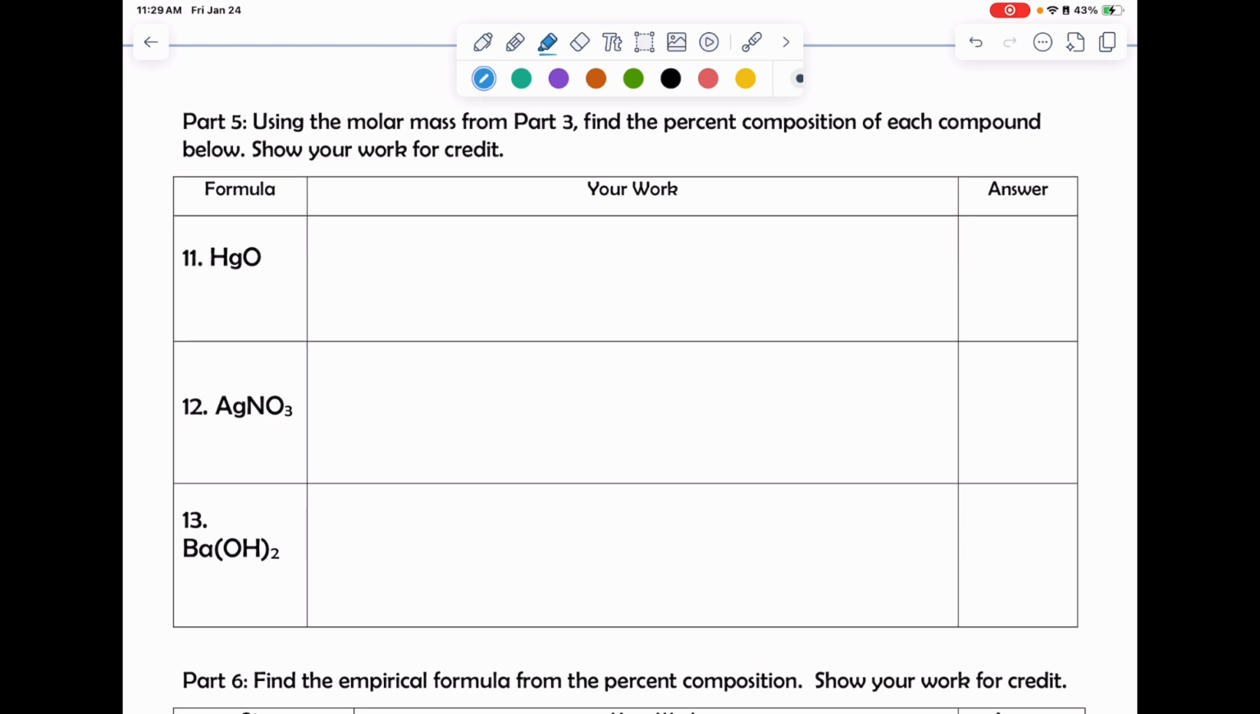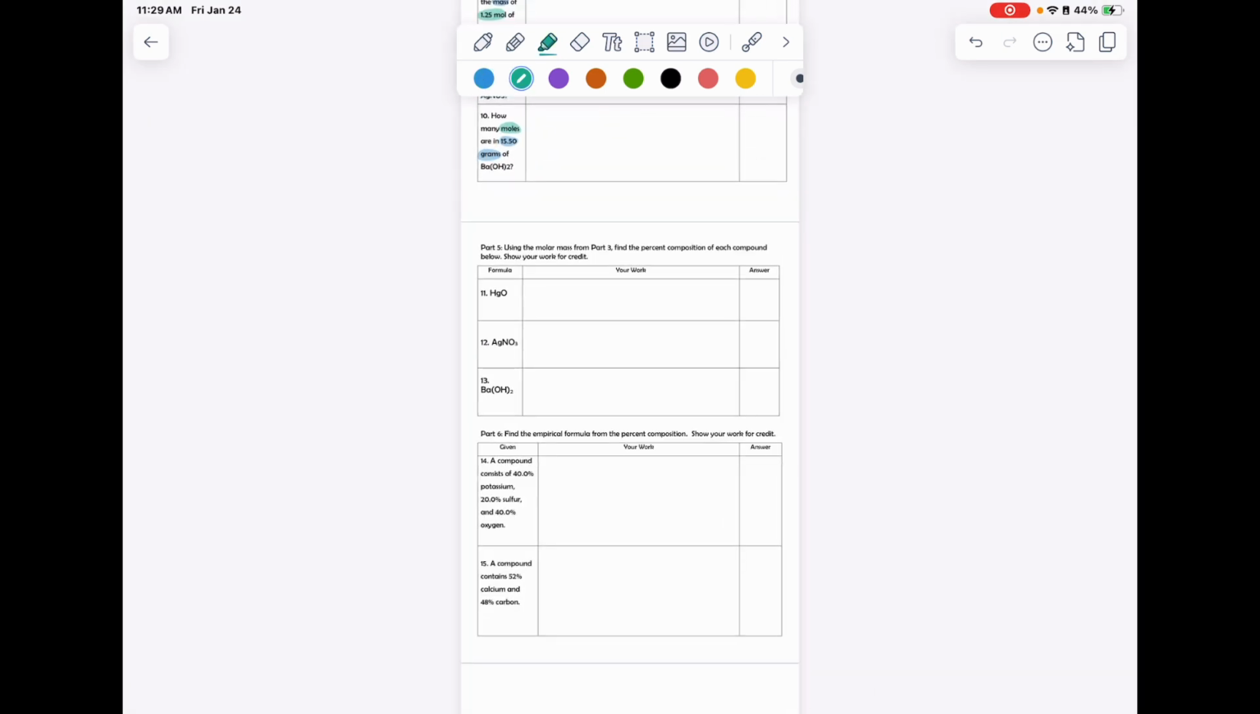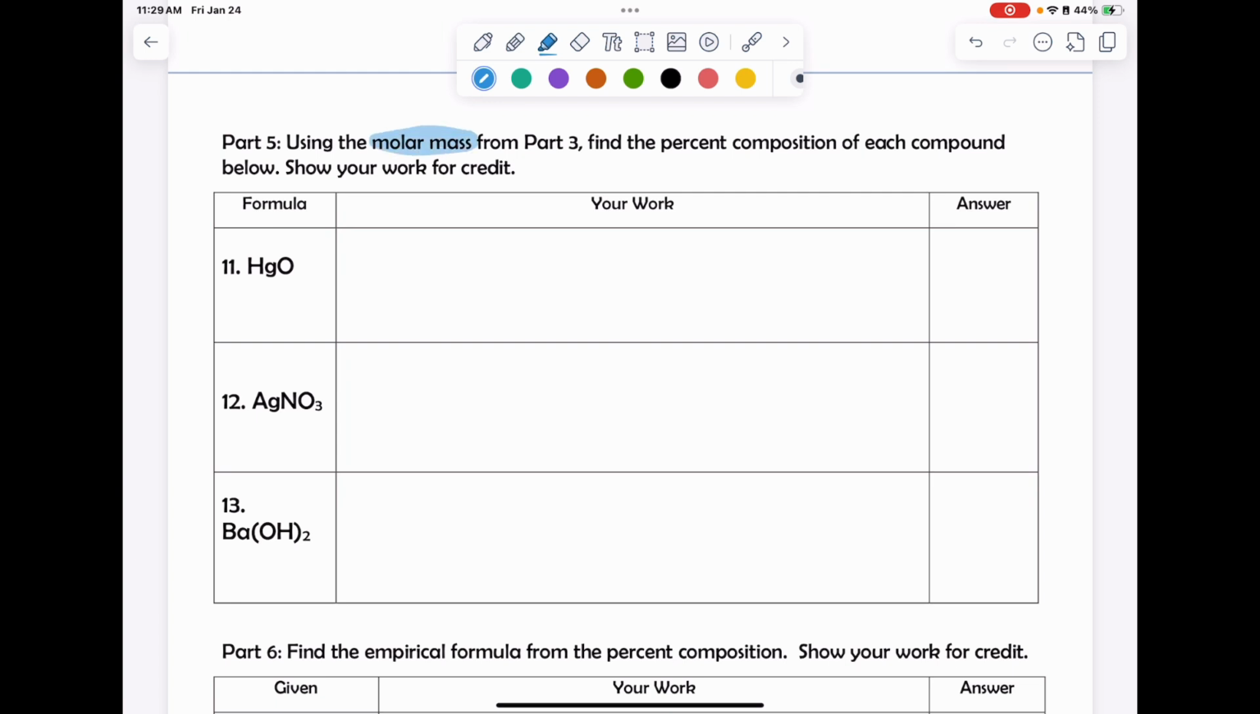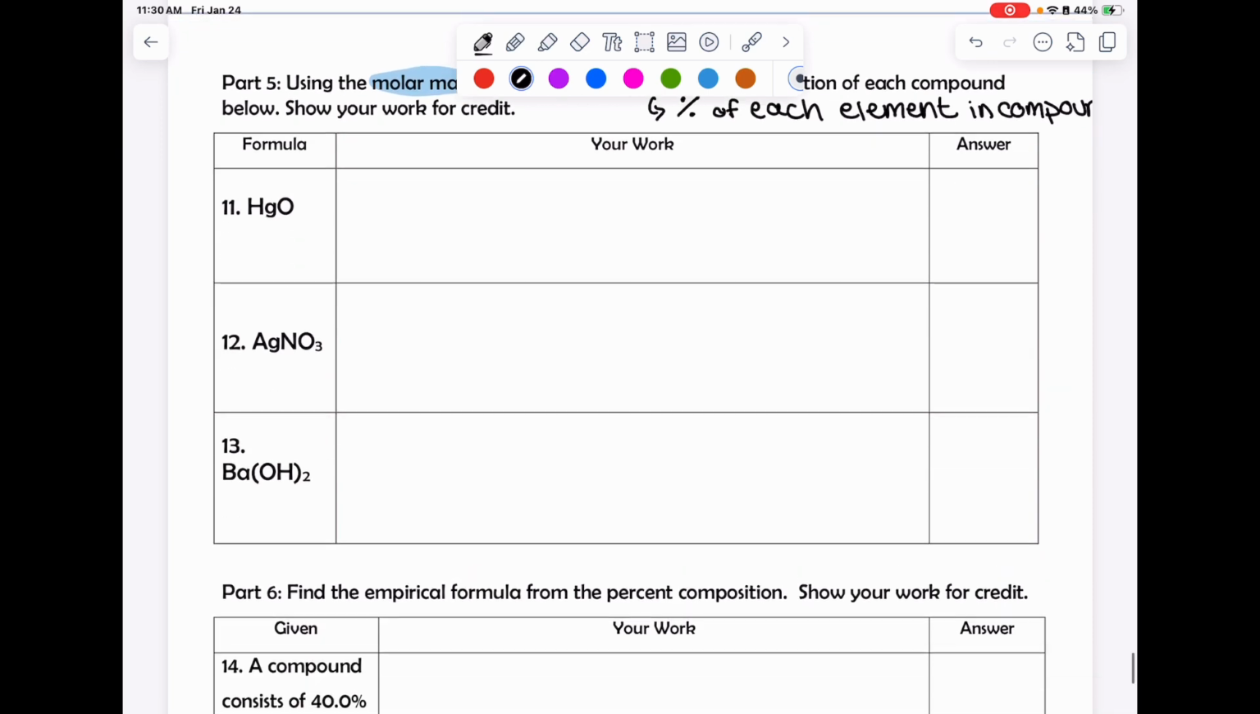Part 5, using the molar mass from part 3, we need to find the percent composition. This one is a little bit different because for the percent composition, I want you to make a little note out here: this is the percentage of each element in the compound. So this one we're going to perform a little bit differently.